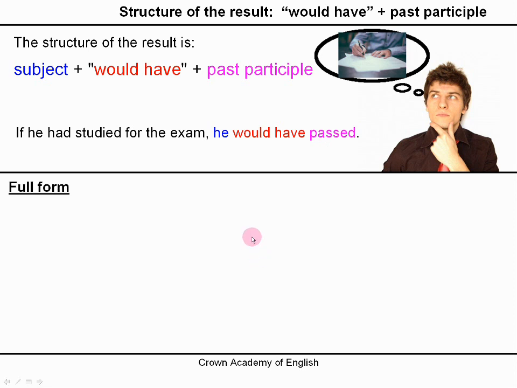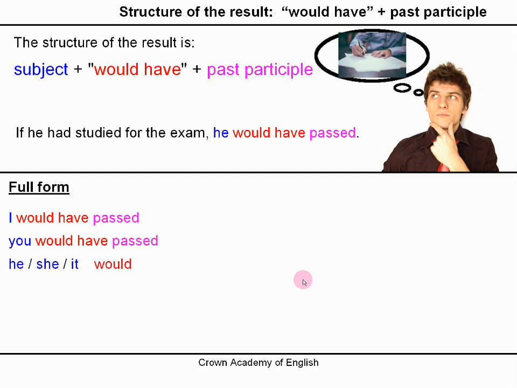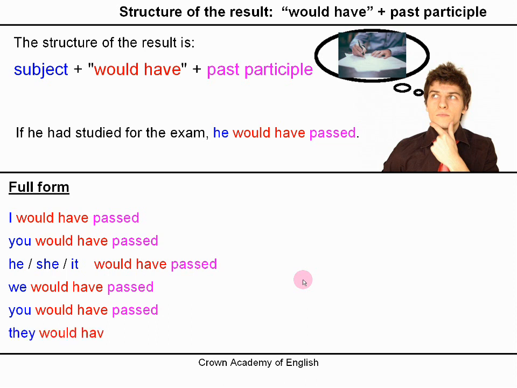So let's look at the full form with all subjects. I would have passed. You would have passed. He, she, or it would have passed. We would have passed. You would have passed. And they would have passed.